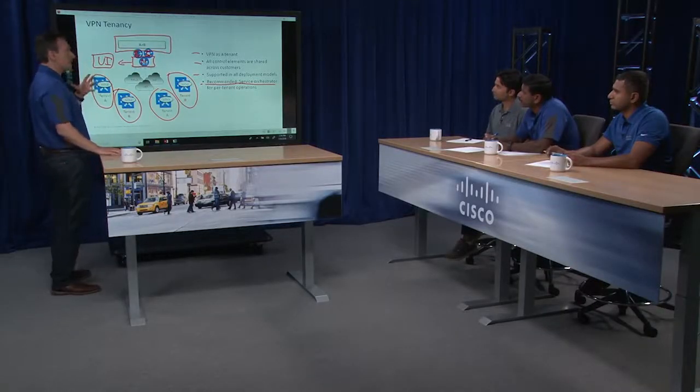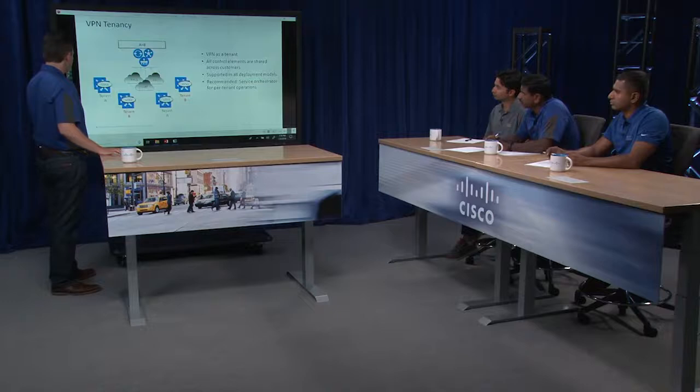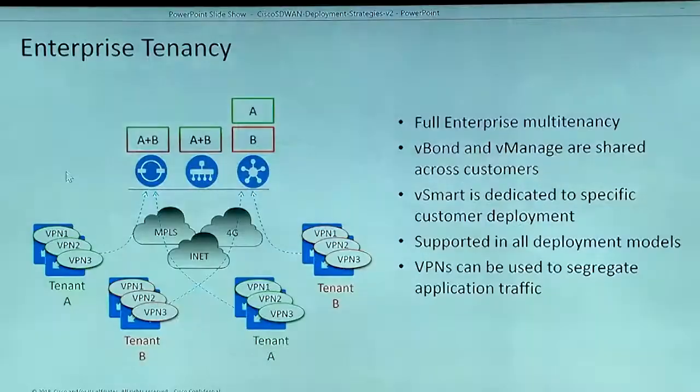So that's what I mentioned in the beginning. It's not necessarily a very predominant model. And mostly when people talk about multi-tenancy and a true multi-tenancy, they usually refer to the last model that we have, which is the true enterprise tenancy. This is a true multi-tenant model.